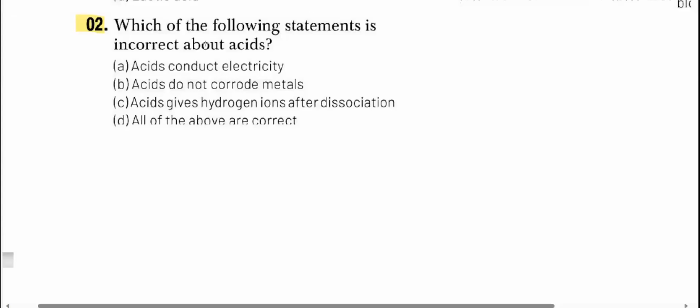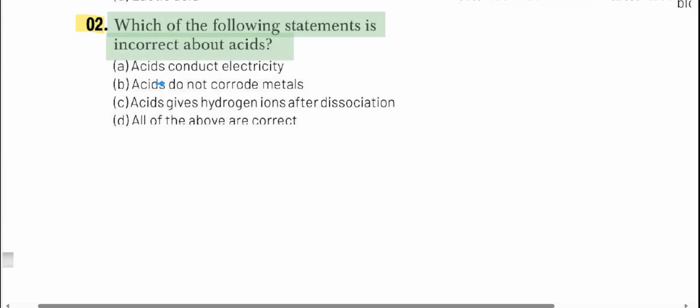We'll do some MCQ in this video. The first question here is, which of the following statements is correct about acids? There are four statements given here. The first statement says that we have to find out the incorrect statement in this question.